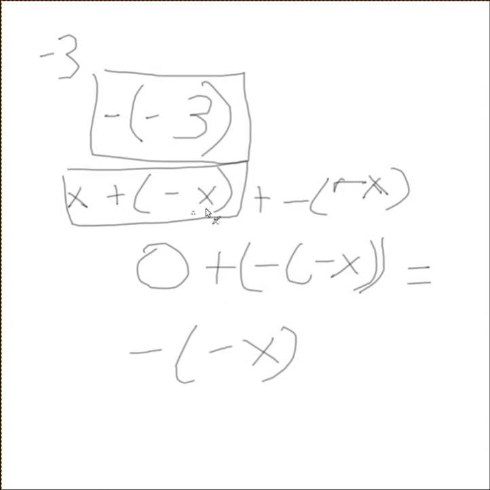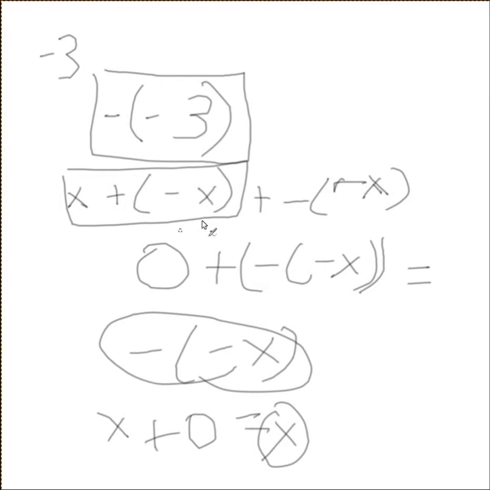Now, if we choose to add the negation of x and the negation of the negation of x first, this is the negation of this. And we know that adding a number to its negation is 0. So we have x plus 0 equals x. Now we know that these two are equal because we just flipped around the numbers. It'll be the same answer anyhow. So x equals the negation of the negation of x. So that's a pretty cool proof.